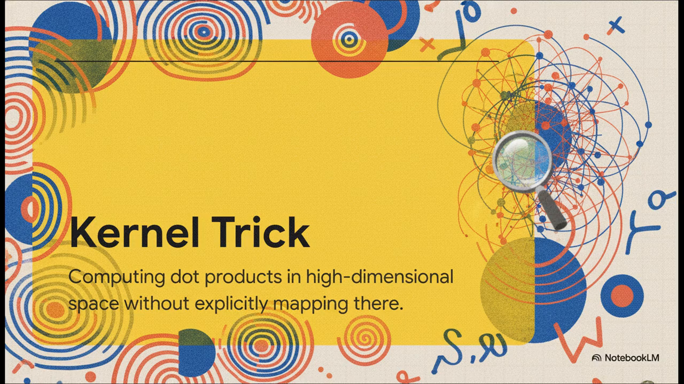And the kernel trick is essentially a brilliant mathematical loophole. By swapping out standard dot products for a kernel function, we can compute the relationships between points in incredibly high, even infinite dimensions without ever explicitly mapping the data to that massive space. It completely bypasses what would otherwise be a devastating computational cost.